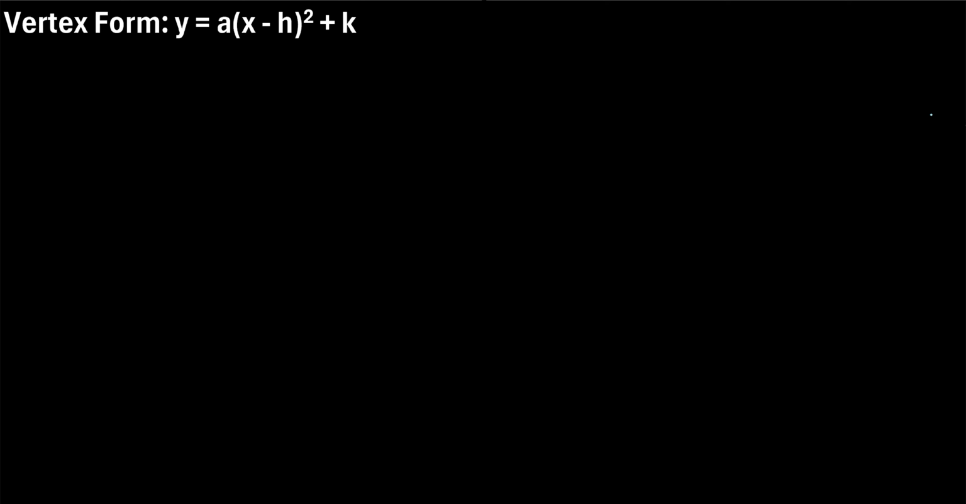In this video, we'll talk about how to graph a parabola in vertex form. So we say that a parabola is in vertex form if it has the following form: y equals a times (x minus h) squared plus k. So let's work through a couple examples.